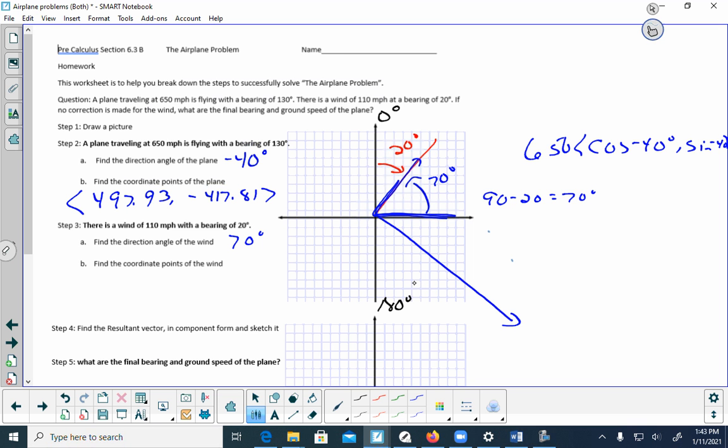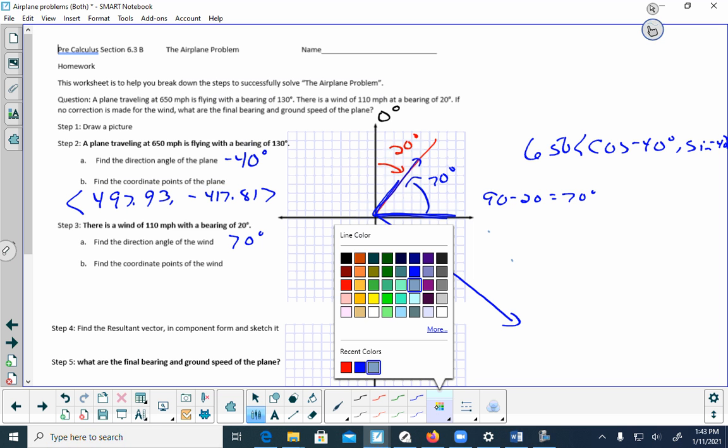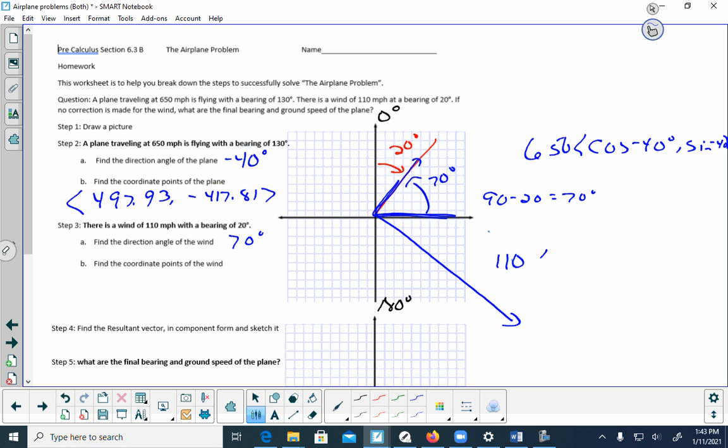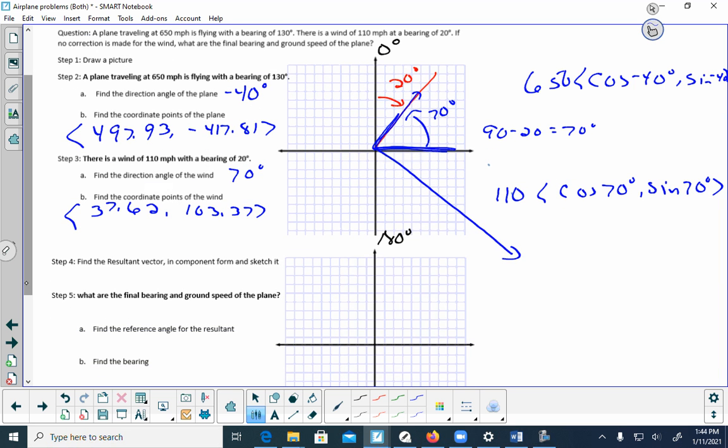Find the coordinates of the wind. So I'm going to take 110 because that's my speed, times the cosine of 70 degrees, sine of 70 degrees. Now that point's in the first quadrant, so when I multiply both of these, I'm expecting them to both be positive. And when I do that, I get 37.62 and 103.37.